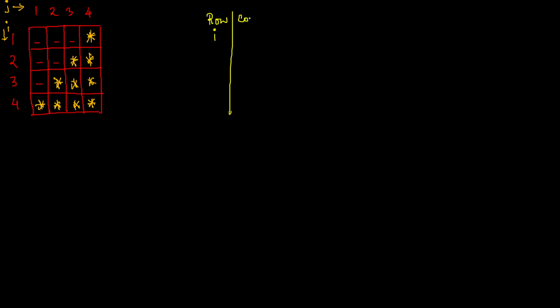One is column, that is J. But another thing here we have to do, that is the blank space, that is K. So for row number 1, I have only one star, that is J equal to 1, and number of blank space represented by K is equal to 3.